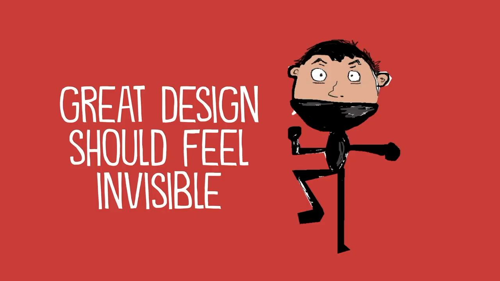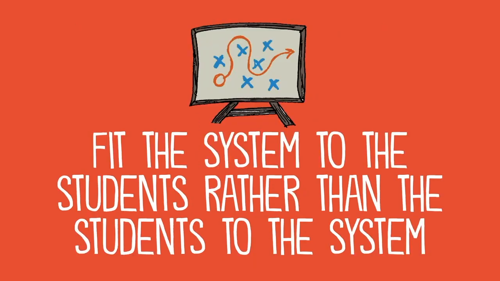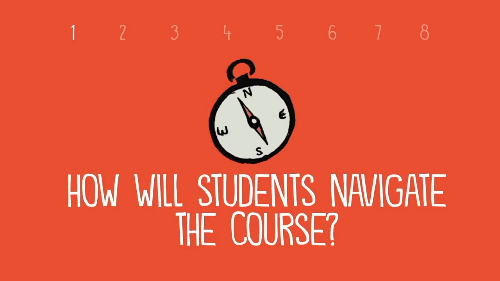So again, great design should feel invisible, and we're going to take a dive into what it actually looks like. Number 1, begin with the users in mind. And the idea here is to fit the system to the students rather than the students to the system. And it helps to ask this question, how will students navigate this course?